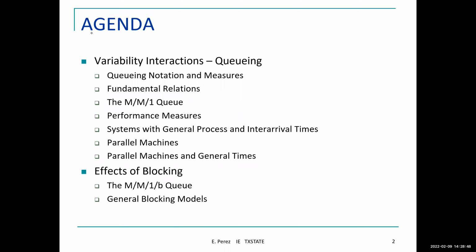And today, in this lecture, we are also going to study the queuing models and how they interact with what we are trying to achieve in terms of modeling manufacturing systems. So we're going to look at the queuing notation and measures, the fundamental relations, the M/M/1 queue, performance measures, systems with general process and interarrival times, parallel machines, and parallel machines and general times. And we're going to talk about the effects of blocking.